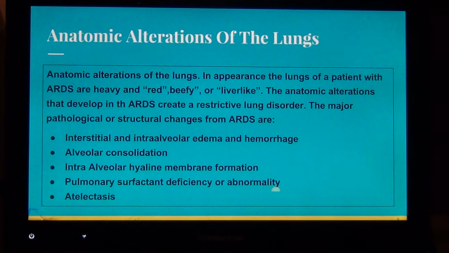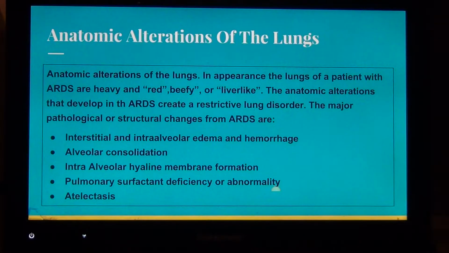Anatomic alterations of the lungs. In appearance, the lungs of a patient with ARDS are heavy, red, beefy, or liver-like. The anatomical alterations that develop in ARDS create a restrictive lung disorder. The major pathological or structural changes from ARDS are interstitial and intra-alveolar edema and hemorrhage, alveolar consolidation, intra-alveolar hyaline membrane formation, pulmonary surfactant deficiency or abnormality, and atelectasis.